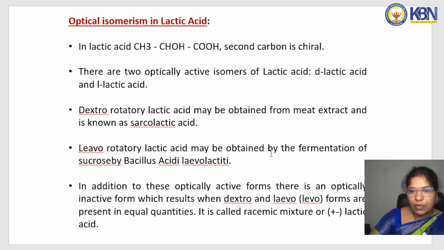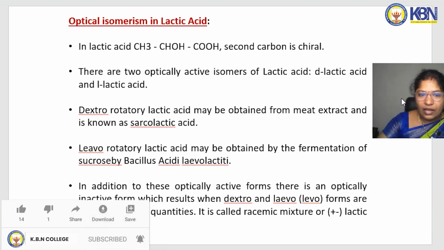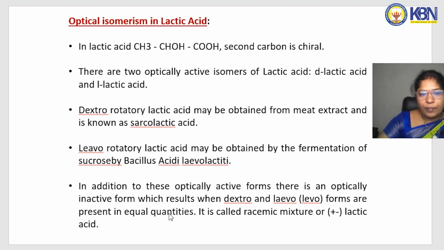Levorotatory lactic acid may be obtained from the fermentation of sucrose by bacillus, a microorganism, in the acidic form. And next, in addition to these optically active forms, there is an optically inactive form which results when dextro and levo forms are present in equal quantity. An equal mixture of D and L forms is called the racemic mixture, and the racemic mixture is optically inactive.